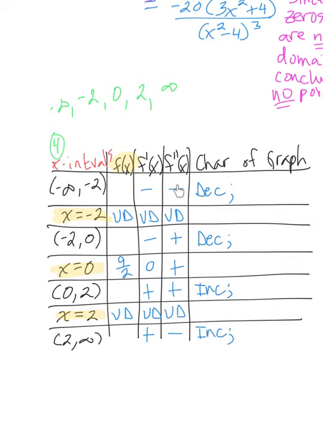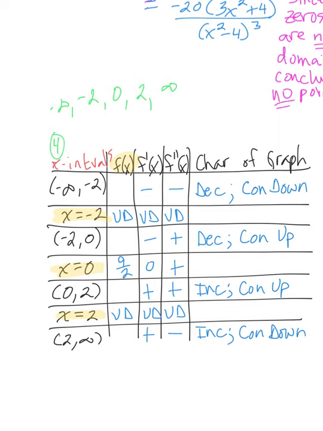And then our second derivative tells us whether we're concave up or down. So for the first interval here, I am concave downward. Next interval, concave upward. Next interval, concave upward. Next interval, concave downward.